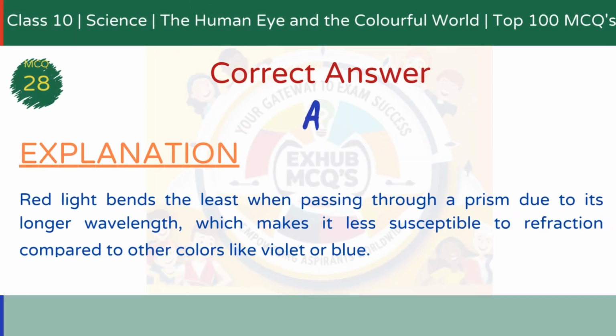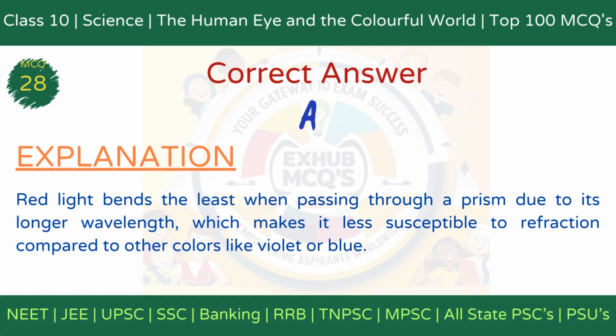The correct answer is option A, red. Explanation: red light bends the least when passing through a prism due to its longer wavelength. Longer wavelengths refract less compared to shorter wavelengths like violet.